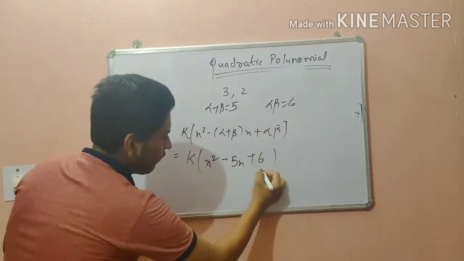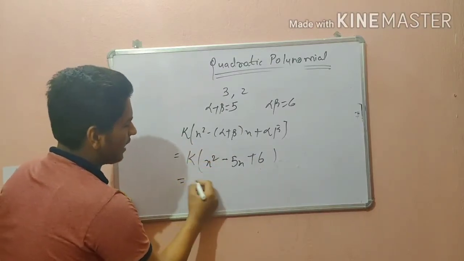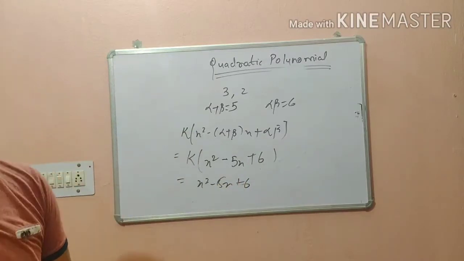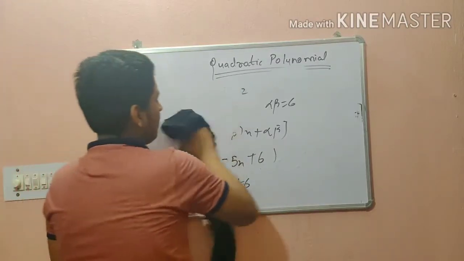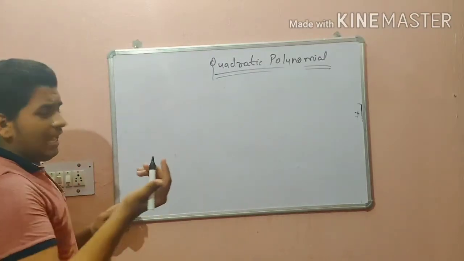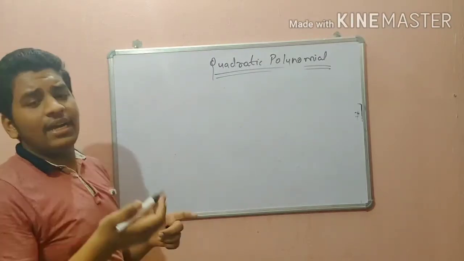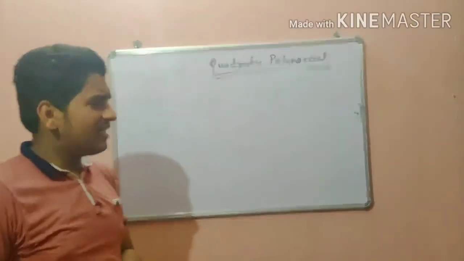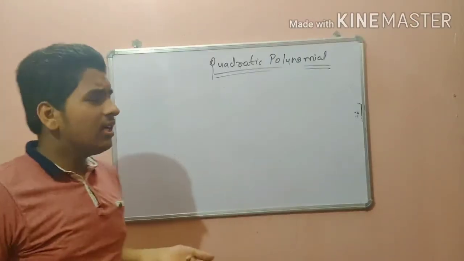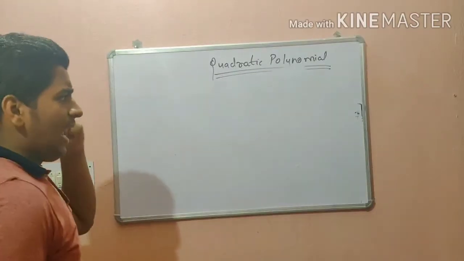Since there is no fraction, we will take k as 1 and the equation will be x square minus 5x plus 6. It was too easy. And sometimes the question can come as well where the equation is given and you have to find out the zeros. That is very easy. You can just factorize it by the splitting method, by the completing square method, or any method which you know, and you will get the zeros.